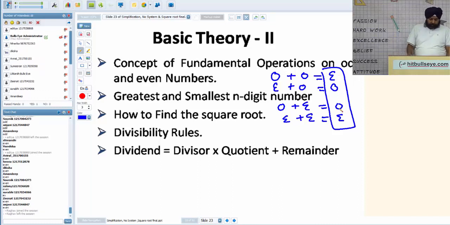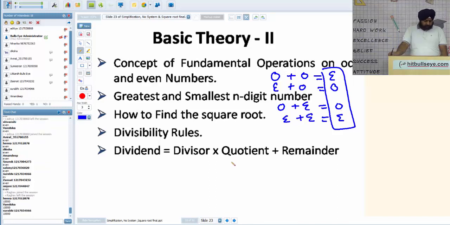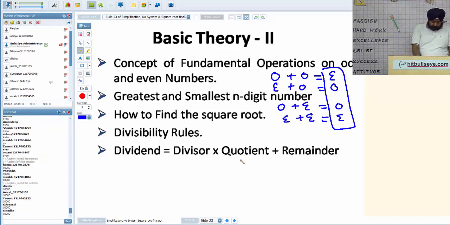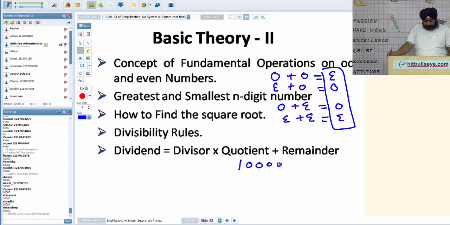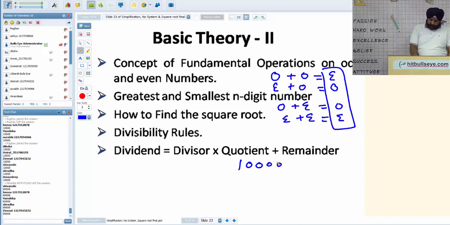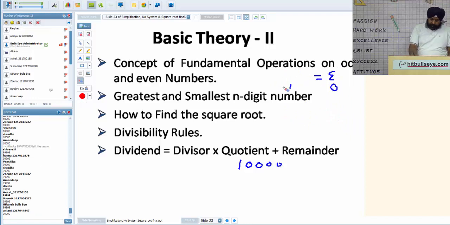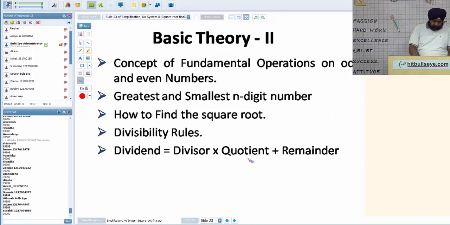If I ask what is the smallest 5-digit number? Quick. Absolutely, 1 followed by 4 zeros. What is the greatest 5-digit number? It's 99999. I hope all of you understand this. Good. Very good. All of you are correct.